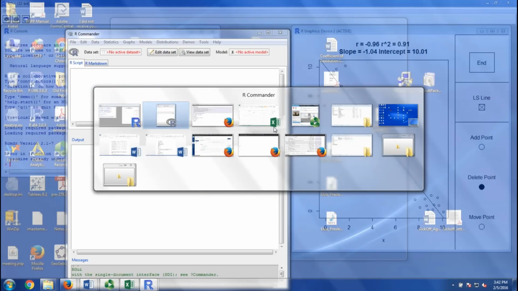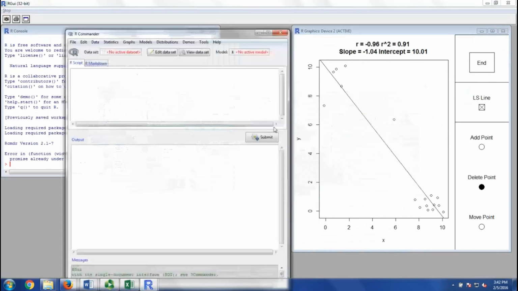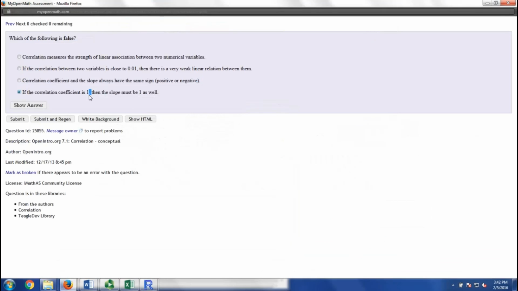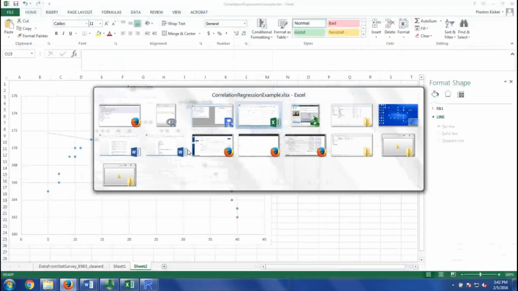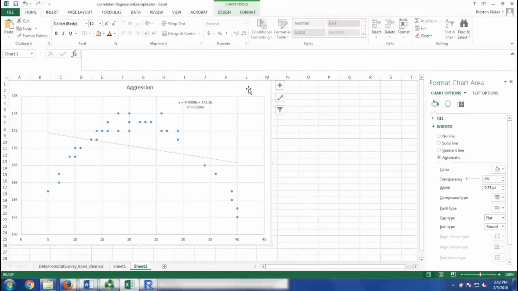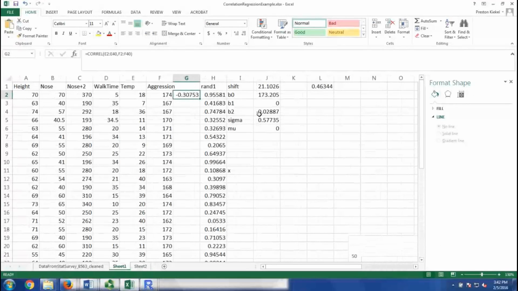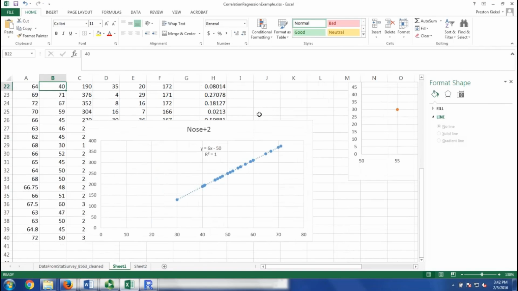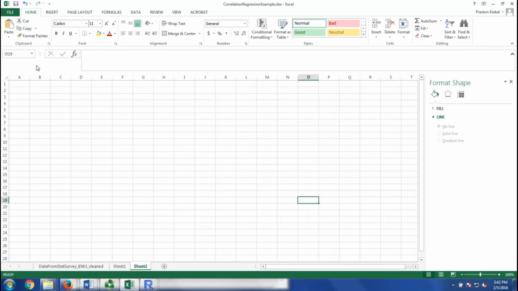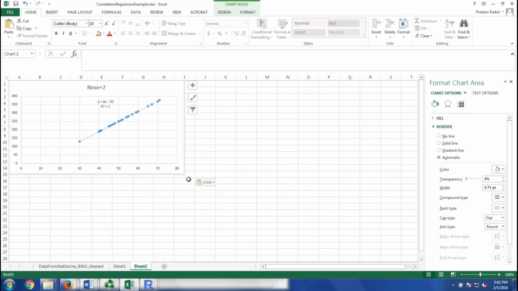Let's demonstrate that. The last option here on our list is if the correlation coefficient is 1, then the slope must be 1 as well. That's not true. Correlation being 1 means that the variables are perfectly related, that if I know one, I can predict the other. That doesn't mean that they are the same scale. What I've done here is taken our nose length, these are just measures of noses, and I've said take that, multiply it times 6, and subtract 50. That's nothing more than a variable that has had a constant multiplied and a constant subtracted. So it has not changed at all.